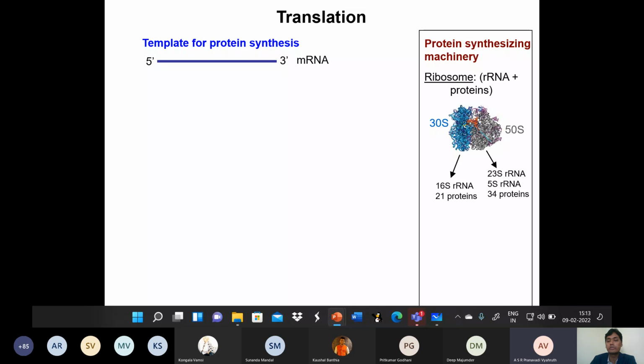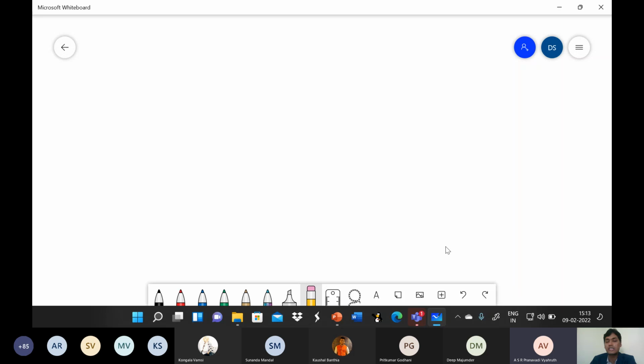Now, the process of translation. For this one I would like to use the whiteboard first. First, I will make the concept clear, then you will understand whatever I am trying to say in that slide. So, translation, I already explained the term. Here I'm writing something, right? If I write something like this, let me think.